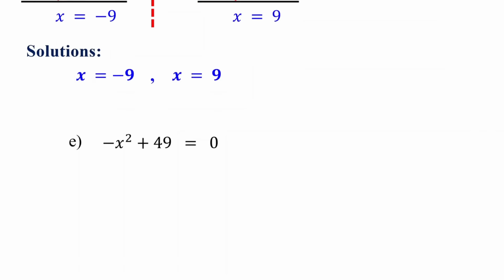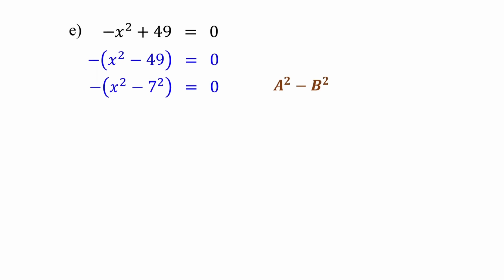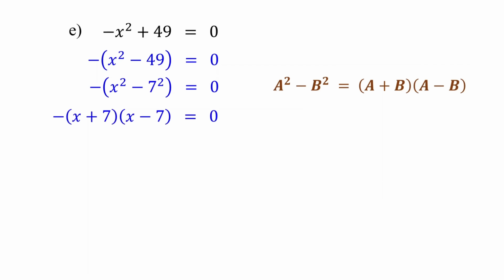In the next example, the leading coefficient is negative, and the constant term is positive. In this case, factor out the negative sign to the front, making the equation suitable to be factored by using the difference of two squares formula. Now, the expression inside the parentheses can be factored as x plus 7 times x minus 7.